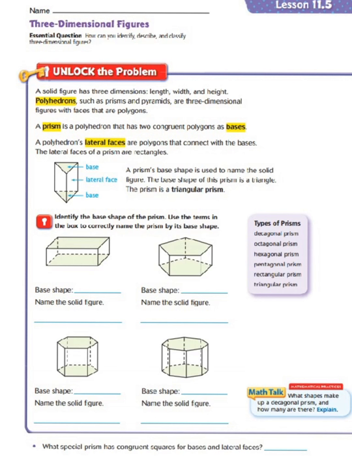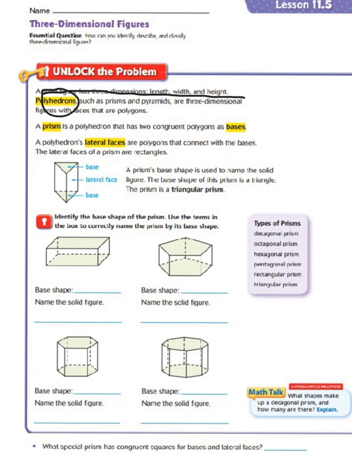So a solid figure has three dimensions: length, width, and height. I wonder if that should be important. Maybe I should underline it so that I can come back and take notes on that in my math journal later. So polyhedrons, such as prisms and pyramids, are three-dimensional figures with faces that are polygons. New vocabulary term. Make sure that we are recording that in our math journal.